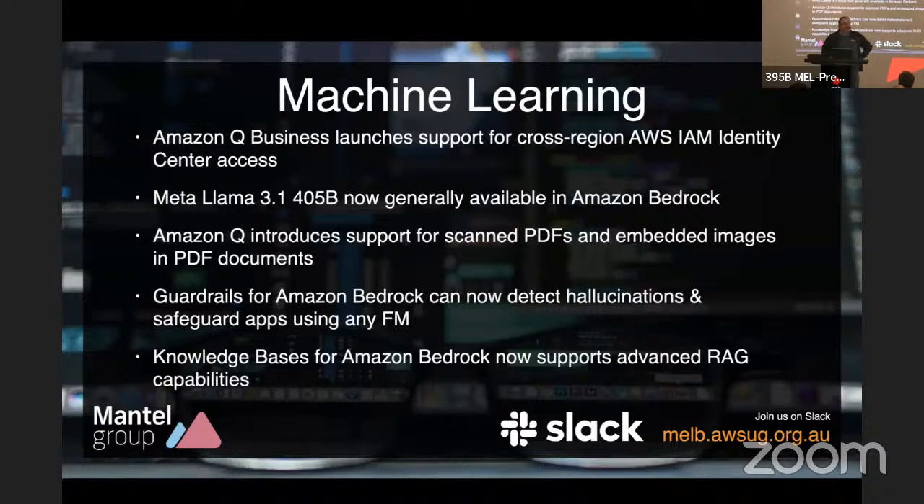Right, machine learning. So there's a whole lot of new Amazon Q things that have come out. So Q Business launches support for cross-region AWS IAM identity center access. So basically, if you're running Q Business, it used to have to be in the region where your IAM identity center was living. Now it can access identity centers in other regions, so you don't have to run your Q Business in that same region where your SSO is.